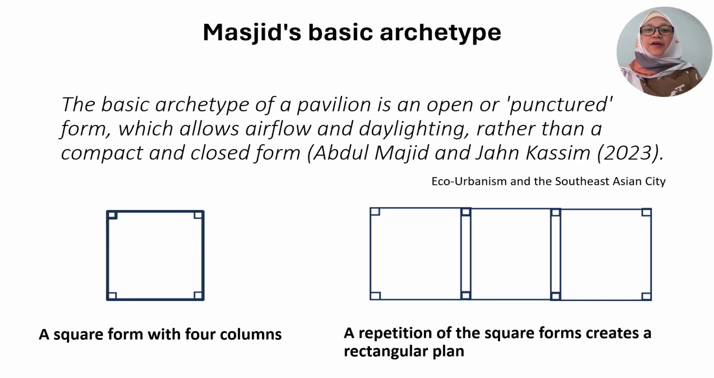In the book that I've written with my colleagues, Eco-Urbanism and Southeast Asian City, the basic archetype of pavilion is seen as an open or punctured form, which allows for air and daylight, rather than a compact closed form. This is seen in both square form and also rectangular form that is a result of the repetition of the square.